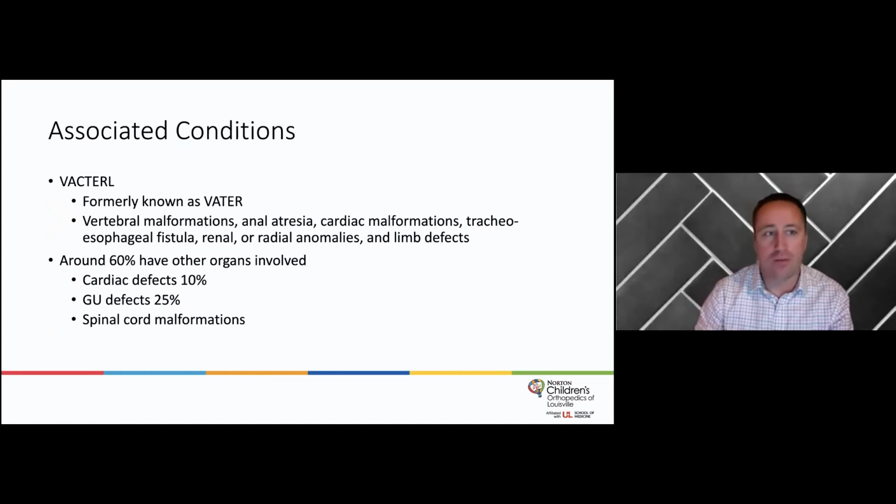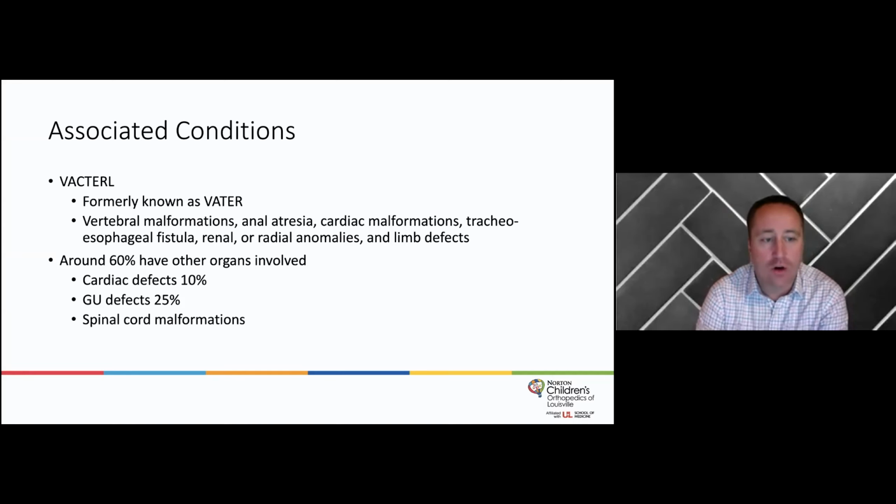and hyperthermia. The number one associated condition with congenital scoliosis is VACTERL. It's formerly known as VATER syndrome, but it stands for vertebral malformations, anal atresia, cardiac malformations, tracheoesophageal fistula, renal or radial anomalies, and limb defects. Around 60% of people who have congenital scoliosis are going to have some other organ involved. So that's the most important thing, that you need to look for something else.